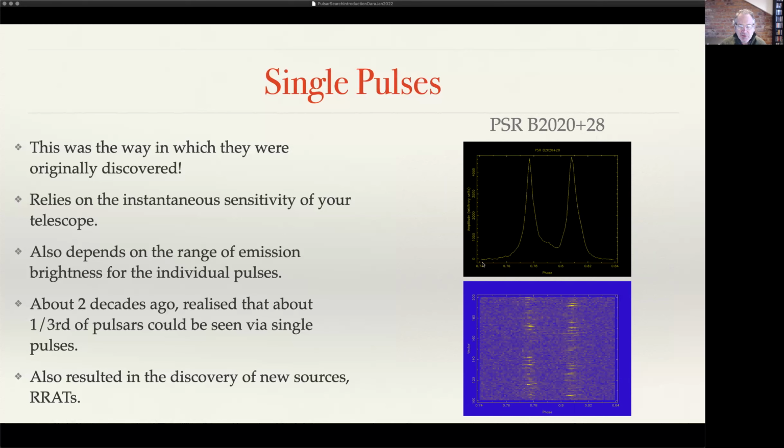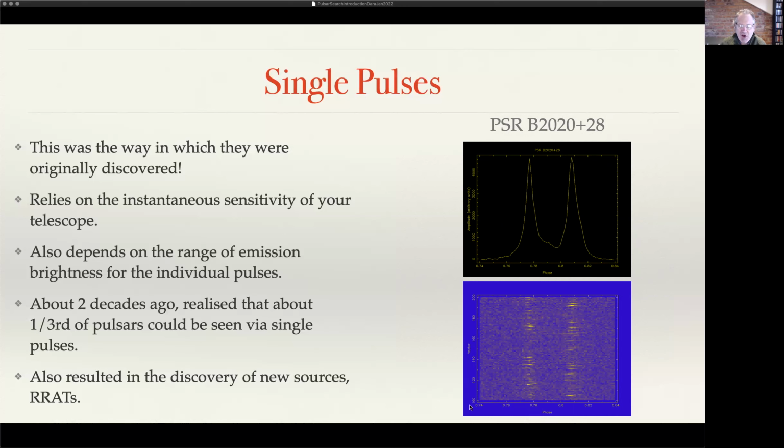The top plot shows you the average pulse profile from something like 200 or 300 pulses. But what you can see in the bottom plot is a stack of all of the individual rotations of the pulsar. So what we do is we take the full rotation of the pulsar, we zoom in on when the pulse occurred, and then we plot each new pulse one above the other, and we call this a pulse stack.